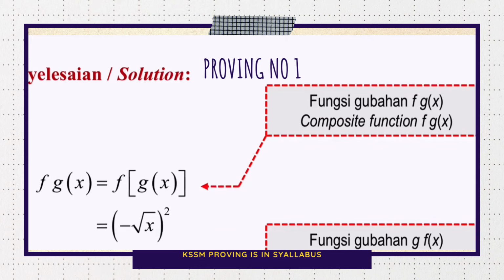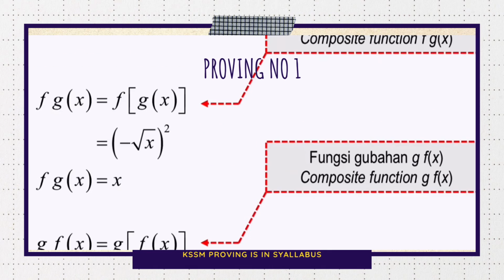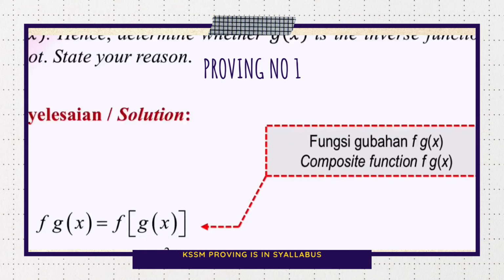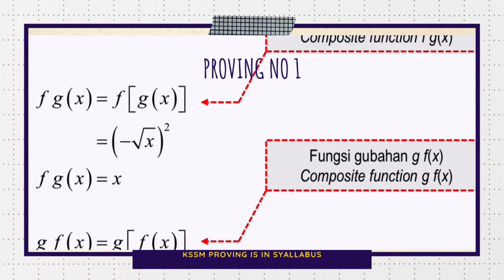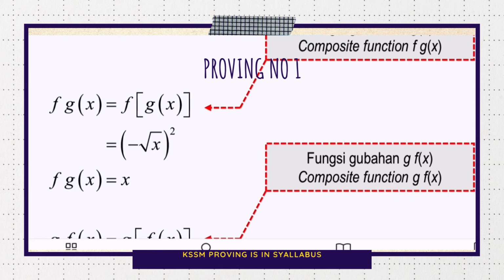So, solution. First of all, we have to start with fg(x) is equal to the function f with the object g(x). Alright, and we will substitute the function g(x), which is negative square root x, inside, and the whole function will be squared, and we will get fg(x) equal to x. Alright, first thing we will start with this.